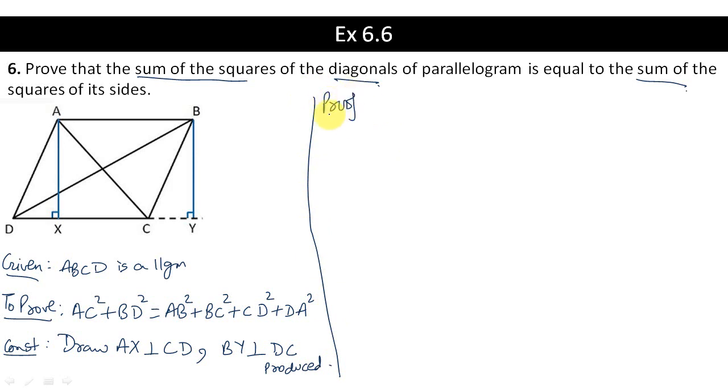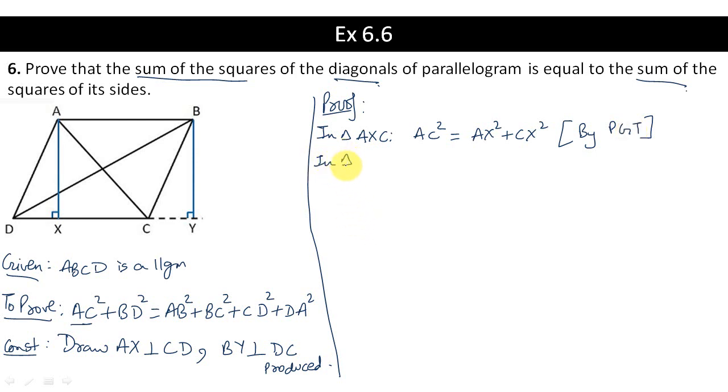Proof. Now we need AC square and BD square in the left hand side. So we'll consider the triangle AXC to get this AC square. So in triangle AXC, AC square is AX square plus CX square by Pythagoras theorem.